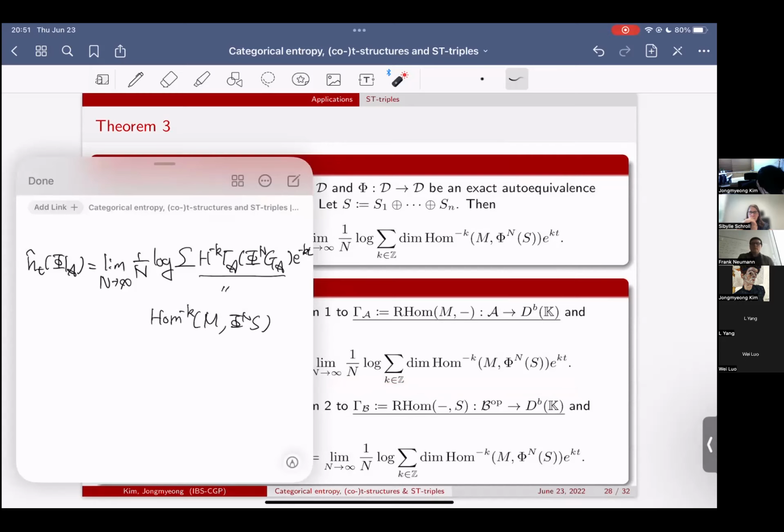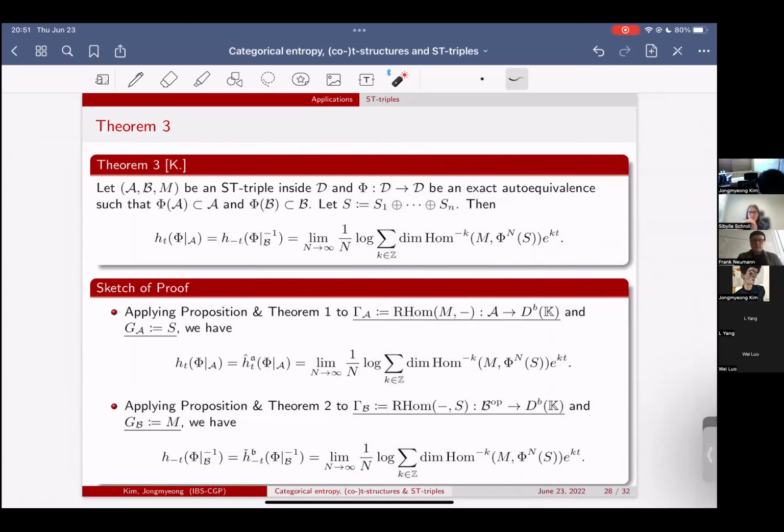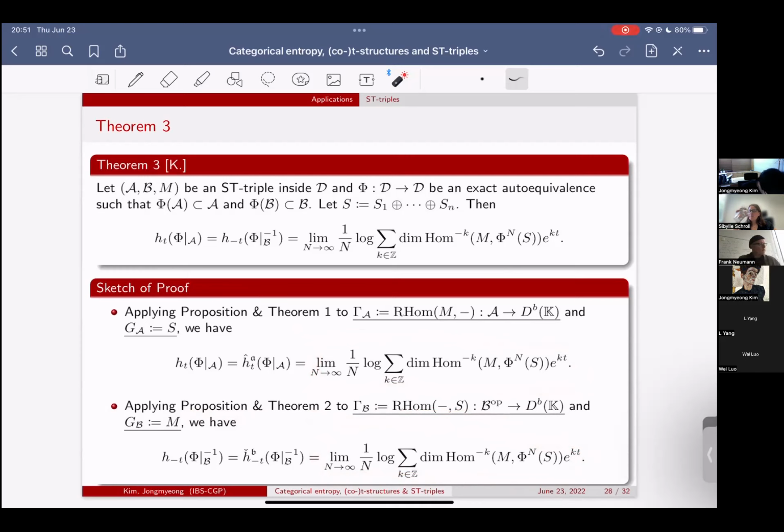And likewise, we apply proposition and theorem 2 to, okay, I will move this out, to this functor, and this is very general. So here this is Hom of something, and here Hom of something and S. So if we apply theorem 2 to this situation, we obtain the same quantity, but we need to apply it to H minus T of the inverse functor. So in this way, we obtain theorem 3.